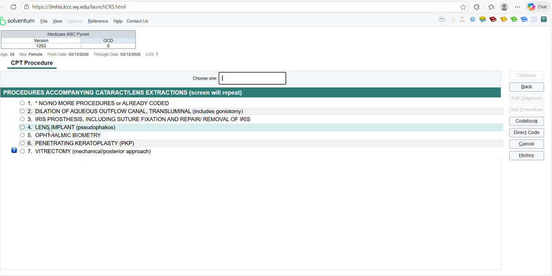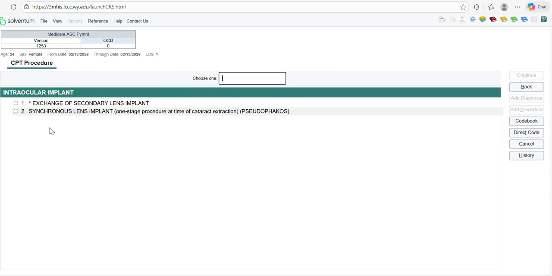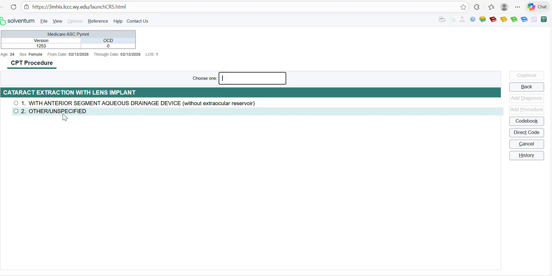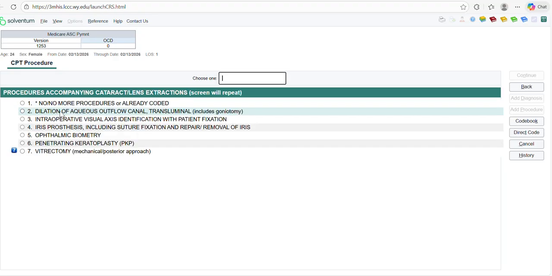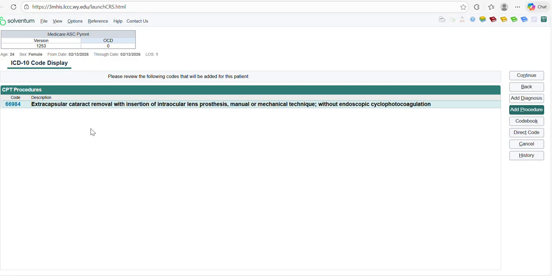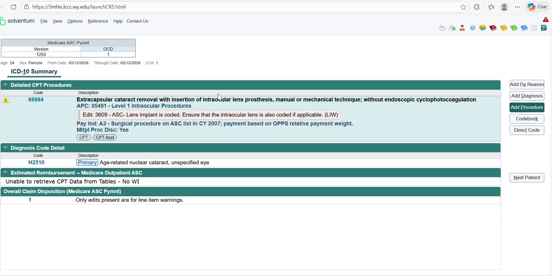After that there is a lens implantation, that is, an artificial lens has been implanted. So it is a one-stage procedure at the time of cataract extraction. Only one stage, so we'll choose that. Other specified options do not apply because in the simple case no aqueous drainage device has been used. If there is laterality, give unspecified. 66982: extracapsular cataract removal with IOL prosthesis, manual or mechanical technique, without endoscopic cyclophotocoagulation.